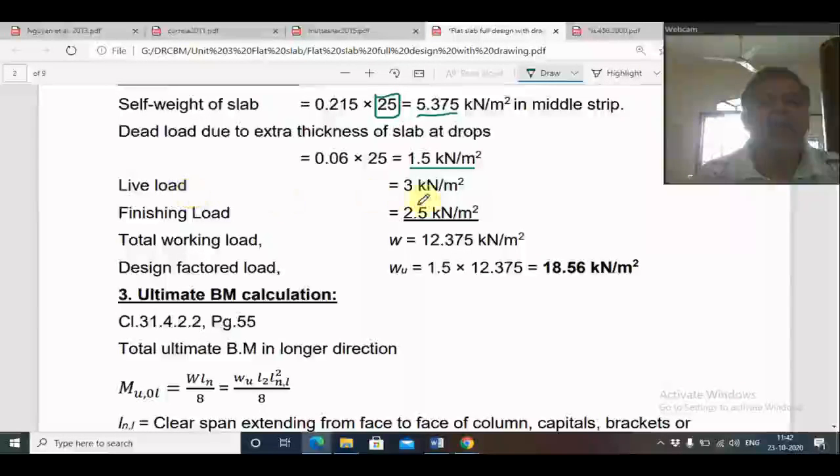Then the live load given in the problem is 3 kN per m square. The floor finish load is 2.5 kN per m square. By summing all these values, I got a total working load of 12.375 kN per m square. To make it a factored load, I will multiply this by the load factor 1.5. Finally, I got the value of 18.56 kN per m square. This is the total design load acting on the flat slab.